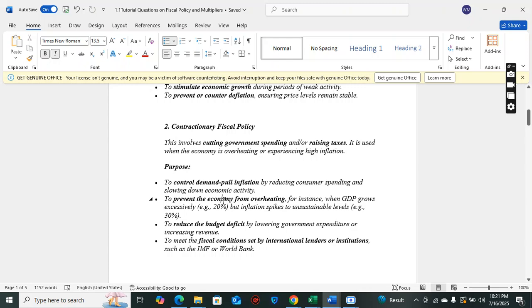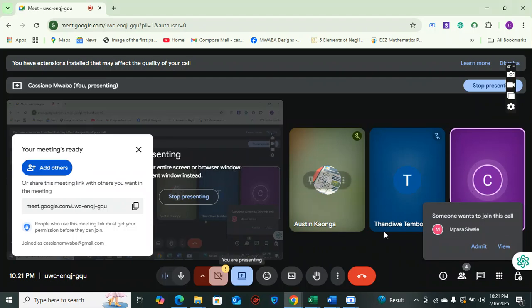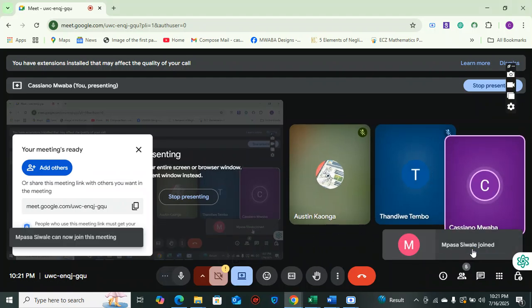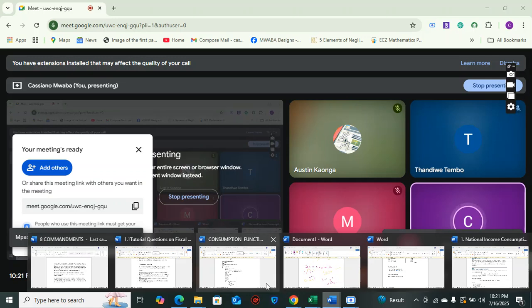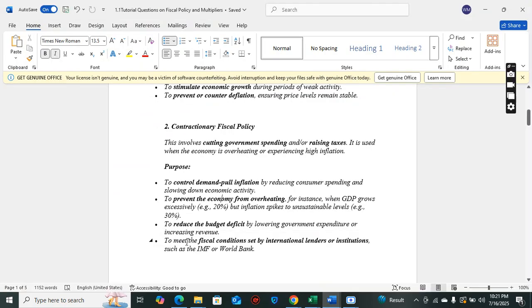The other reason is to prevent the economy from overheating. Basically, what we mean by overheating is there's a lot of spending and GDP is growing at an excessive rate. The problem when an economy is overheating is that it will reach a point where it will crash, and now you have a depression, a recession, or worse, a depression.